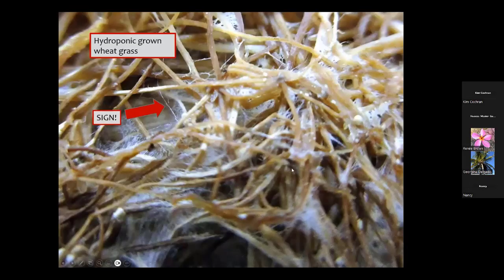So a little closer look at oomycetes. One of my first samples was hydroponically grown wheatgrass, and it was a pretty big operation.